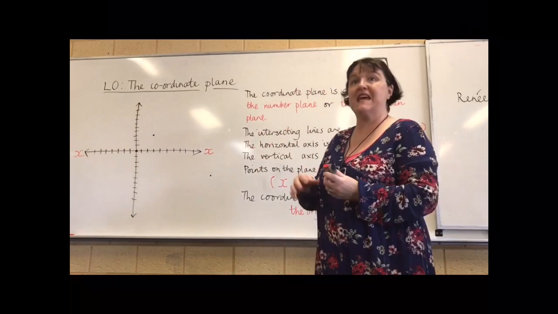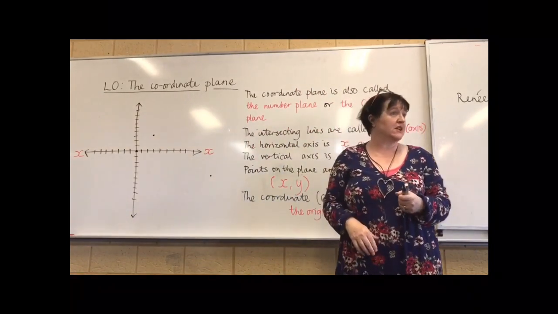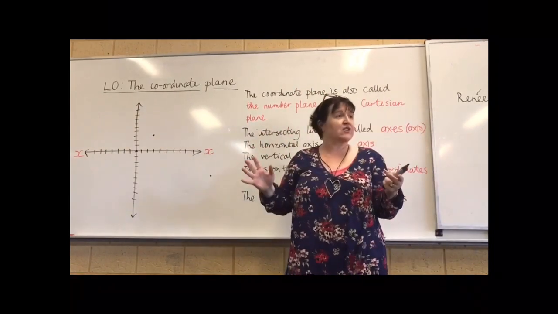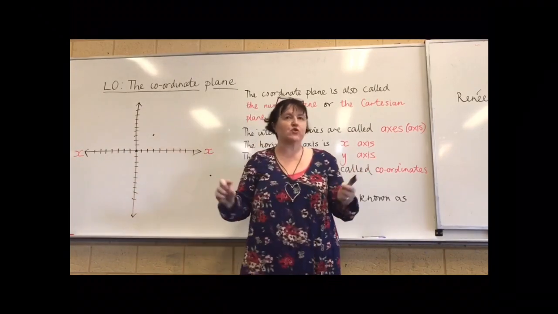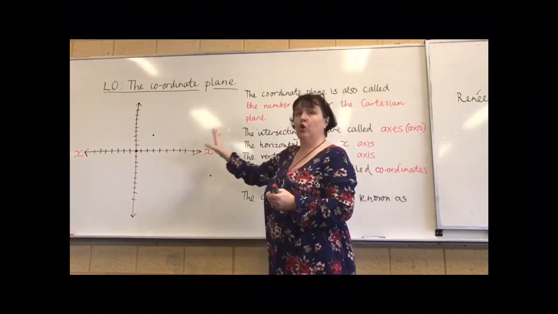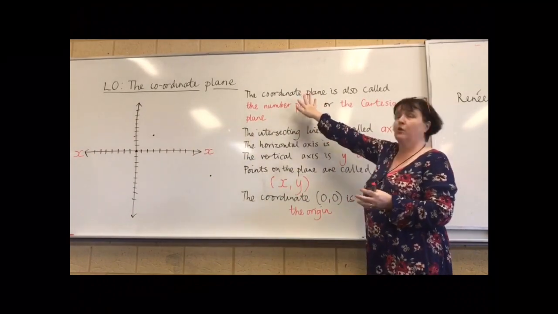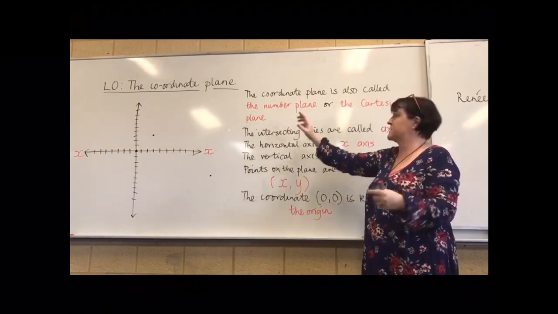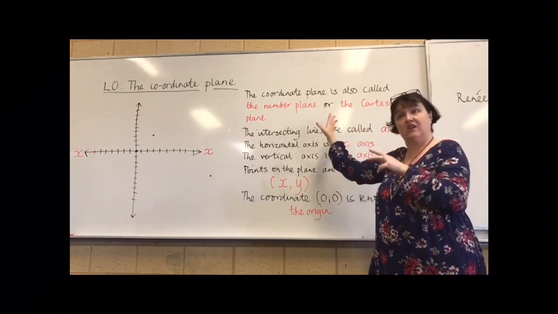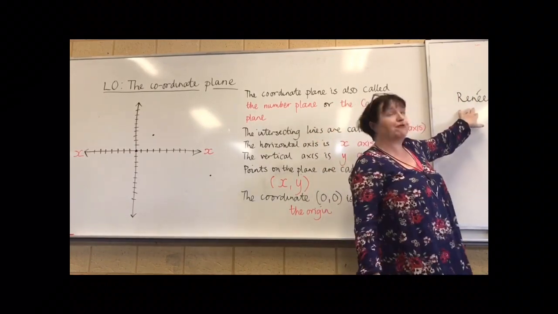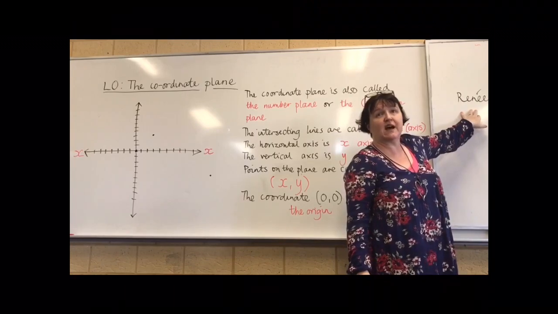Topic this term is location and transformation. And location is to do with this diagram here that we've already drawn, obviously. It's called the coordinate plane, but it has other names, the number plane or the Cartesian plane. And Cartesian comes from the Frenchman called René Descartes.